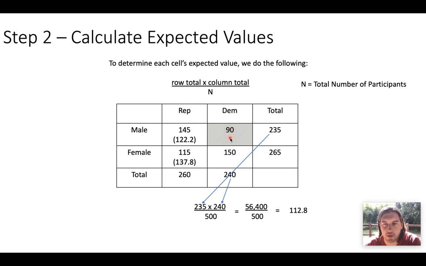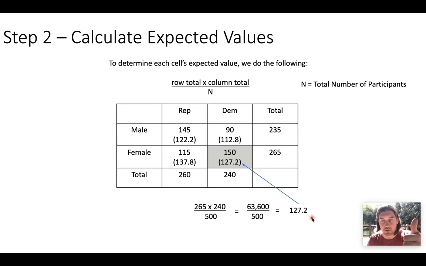Male Democrats, their row total 235 times their column total of 240. 56,400 divided by 500 is 112.8. And lastly, our final cell, plug and chug, returns an expected value of 127.2. So now we have our observed values, which were given to us, and we have just generated our expected cell values for each of our 4 data cells.